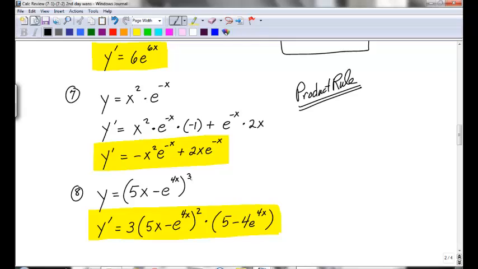Okay, on this one, on chain rule, you take this exponent times the number in front, so that 3 just goes out front. The part inside the parentheses stays the same. You reduce that exponent by 1, so it goes to a squared. Then it's times the derivative of what's inside. So the derivative of 5x is just 5. And the derivative of e to the 4x is e to the 4x, then times the derivative of the 4x, which is 4. And they'll put that 4 in front.